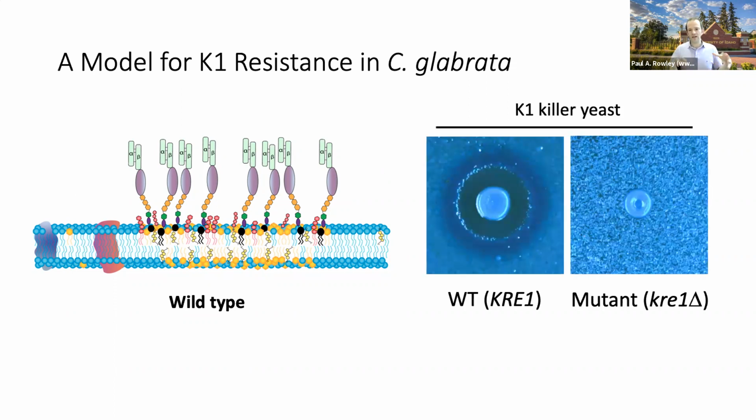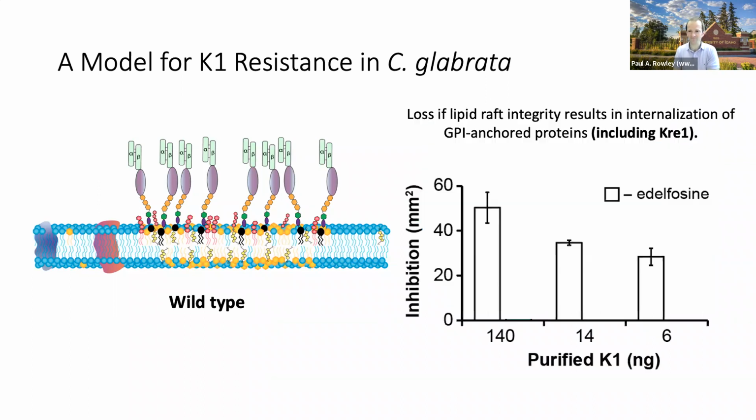And so what we did want to do is confirm first that Cre1 was important in Candida glabrata. So we took wild type Candida glabrata, and we find it's, of course, very susceptible to K1. Now we take a mutant Candida glabrata that has a Cre1 deletion, and we find that it is completely resistant to K1. So it seems to have a similar story to Saccharomyces cerevisiae. Sorry, Cre1 is essential for K1 susceptibility in glabrata.